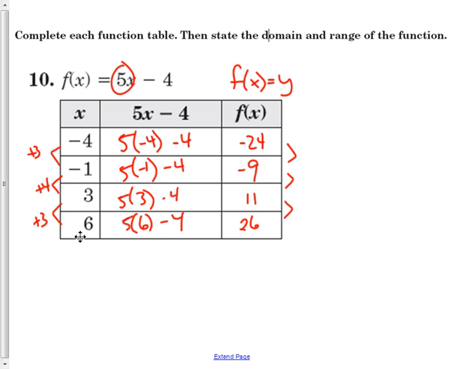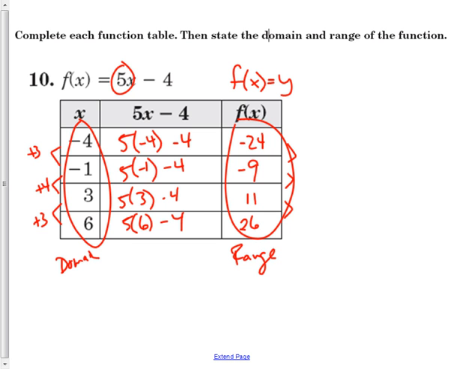So it says state the domain and range of the function. Well, this is the domain, this is the range. So you could simply just write that domain here, and then range is there. You're already writing it in your table. So you don't need to rewrite it and list it. Just write that this is the domain, this is the range, and we're set.